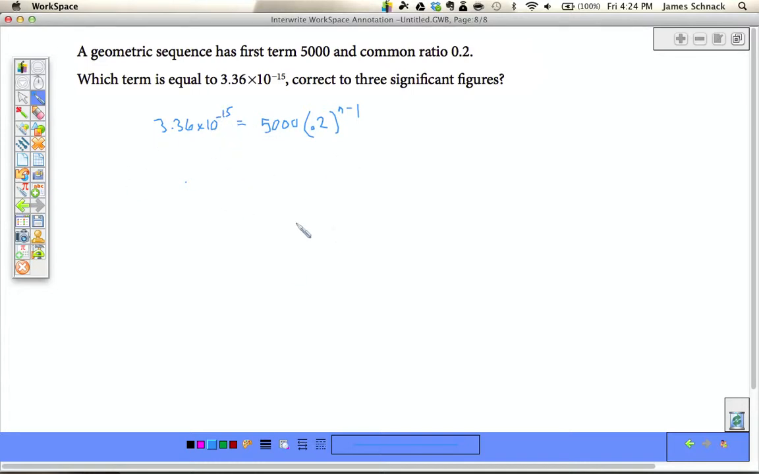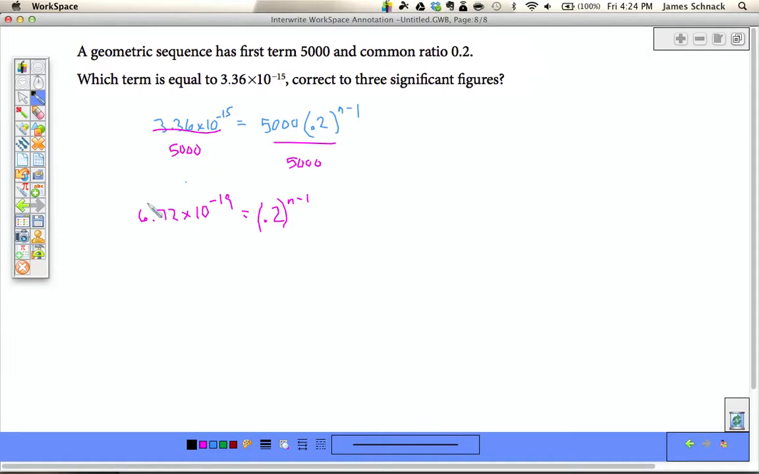Here we go. This time I'm going to use my logarithms. I'm going to use my skills with logs. So we divide by 5,000. Ew. Probably going to need a calculator to help you out with this. We get 6.72 times 10 to the negative 19th equals 0.2 to the n minus 1.